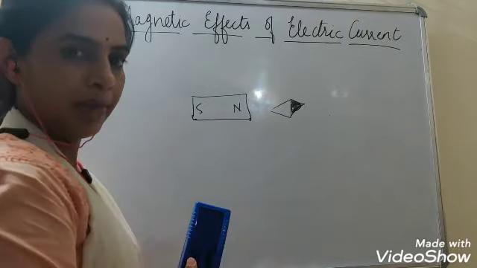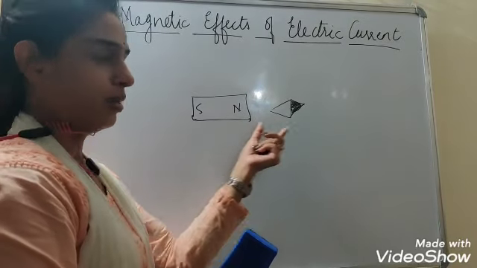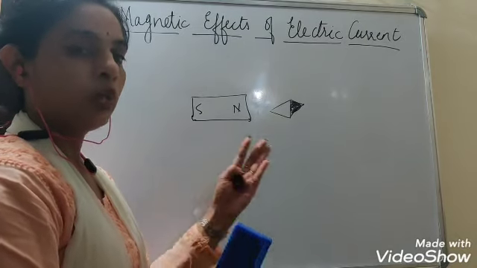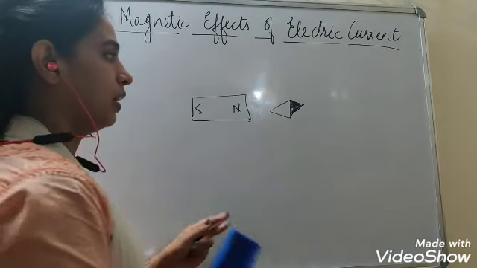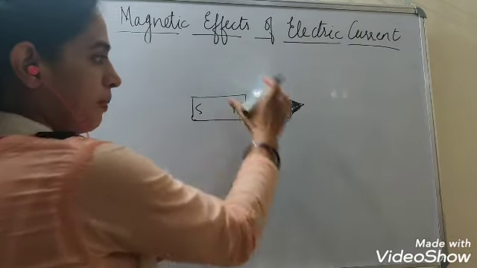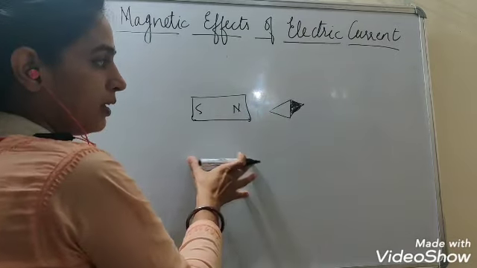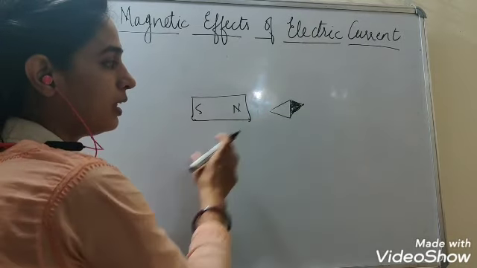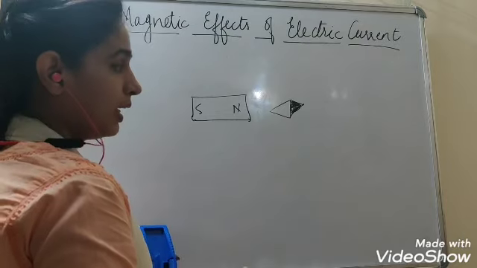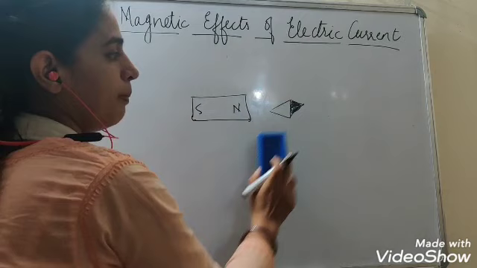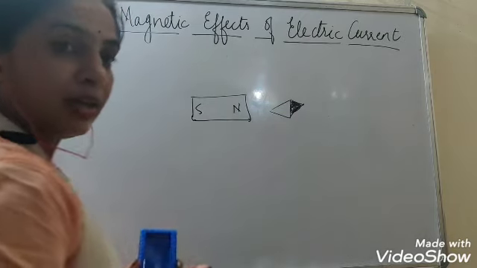Now how does this happen? This is also a magnet, this is also a magnet. A magnet can influence another magnet. Only a magnet can influence another magnet. So there must be an area around this magnet where this influence, this force on this needle, is felt. This area around the magnet is known as the magnetic field.